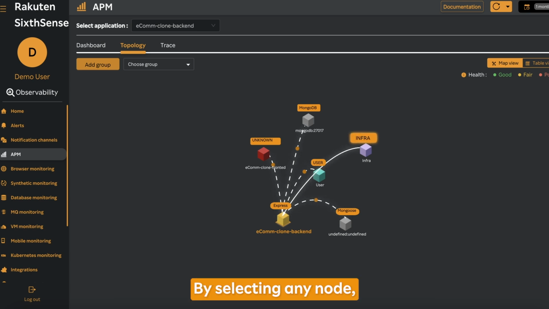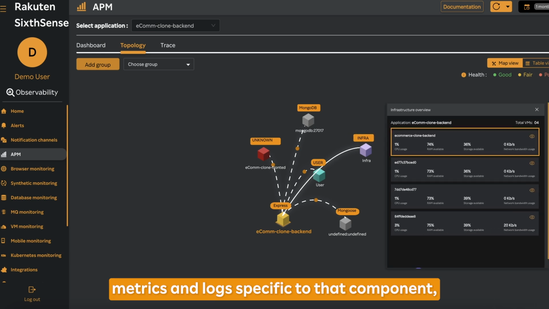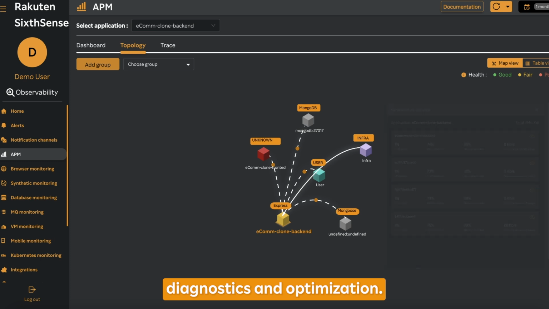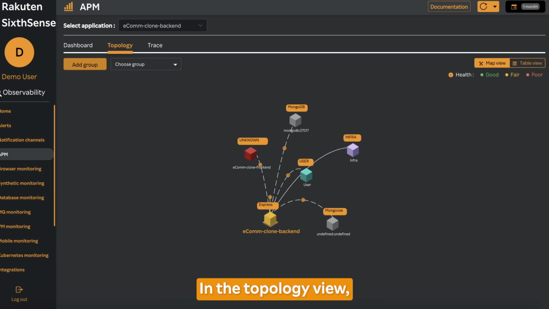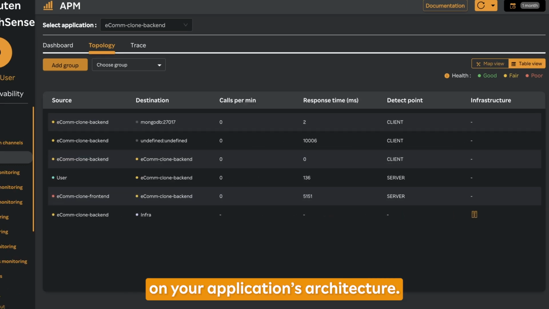By selecting any node, you can drill down into more detailed metrics and logs specific to that component, allowing for targeted diagnostics and optimization. In the topology view, you can also switch between map view and table view for different perspectives on your application's architecture.